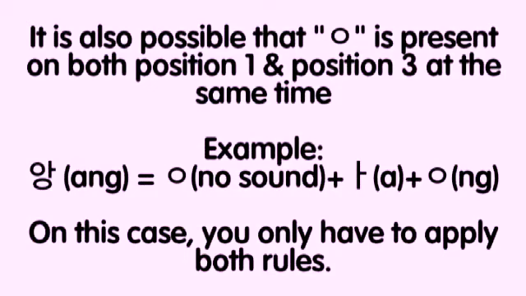The character in the first position of the syllable is ieung and it has no sound. The second character is a, and the third character is another ieung, but this time it has the ng sound. So in this case, you only have to apply both rules. Again, the rule is if ieung is in position 1, it has no sound, and if it is in position 3, it has the ng sound.